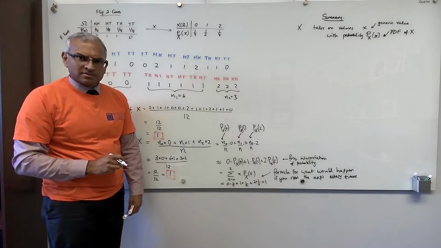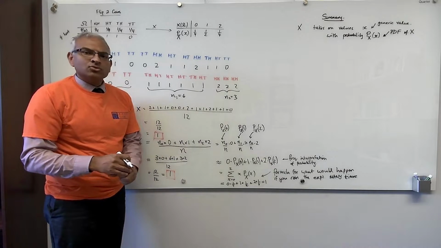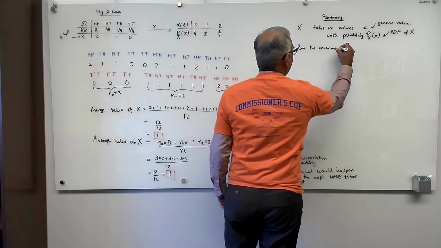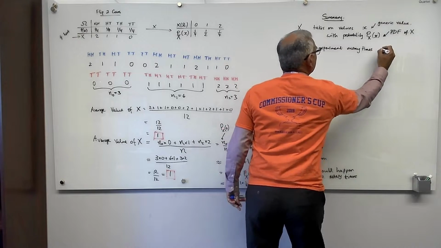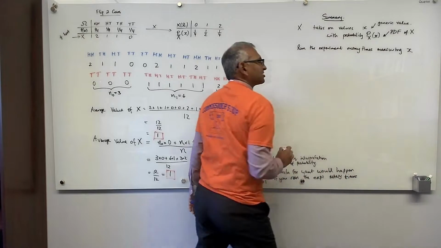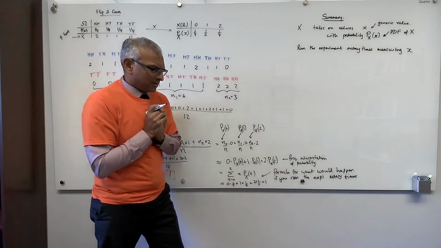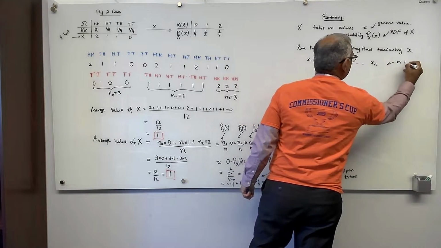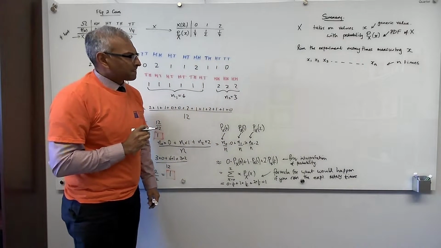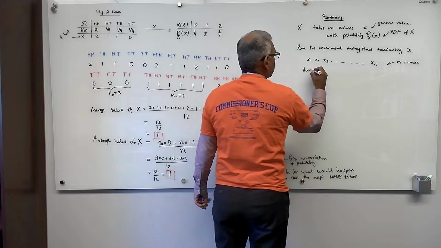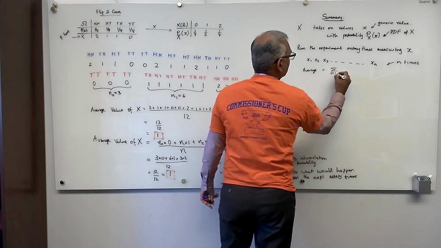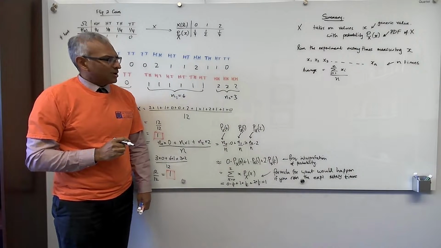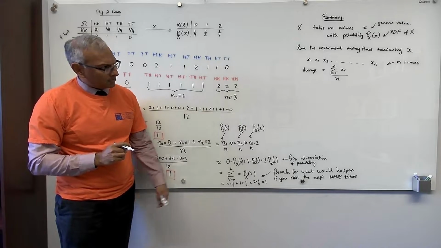Okay, so you have a random variable x which takes on values. When you run an experiment and you measure x, you get some value. And if you run the experiment many, many times, measuring x, you get, let's say, x1, x2, x3, up to xn. So you run the experiment n times. Now, when you compute the average, it is equal to the sum from i equals 1 to big n of xi, the measured values, divided by n.